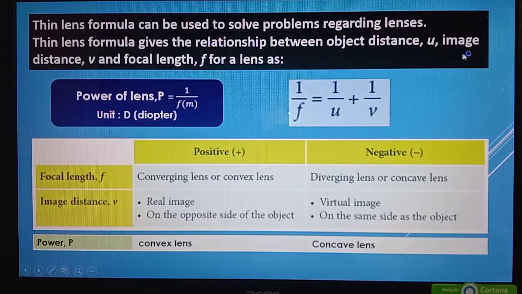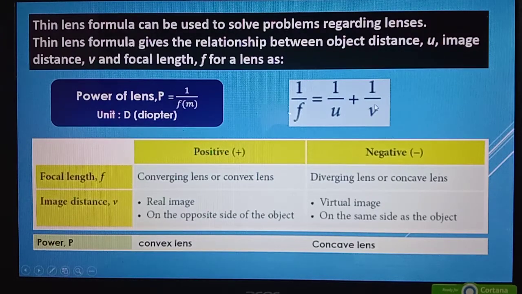So the three variables here can be related by this equation known as the lens equation. 1 over F equals 1 over U plus 1 over V. The value of 1 over F is also known as the power of the lens. Power of the lens is the ability of the lens to focus light. So we have P equals 1 over focal length in meters, and the unit is diopter.